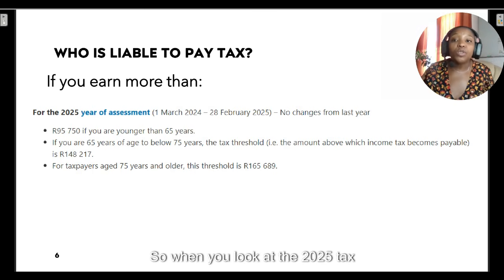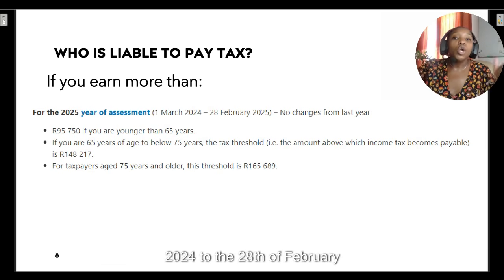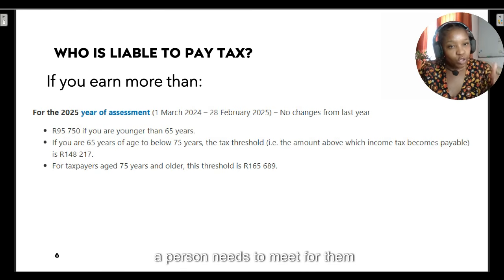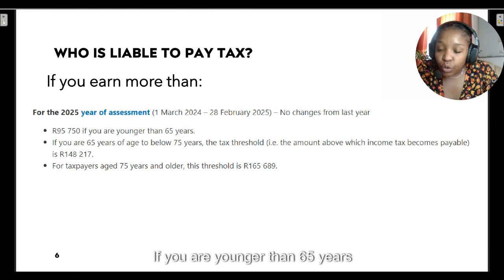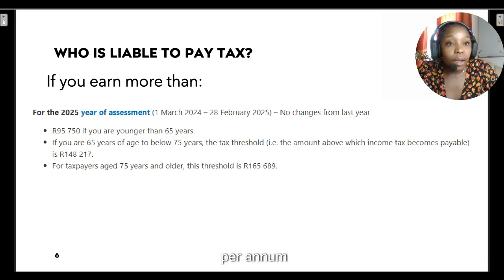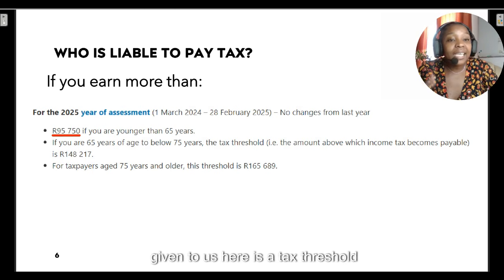When you look at the 2025 tax year, I'm saying from the 1st of March 2024 to the 28th of February 2025, these were the conditions that a person needs to meet for them to get taxed. If you are younger than 65 years old and you're earning an income per annum that is more than 95,750, this amount that's given to us here is a tax threshold.